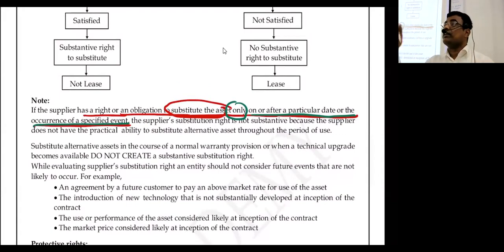See, the first scenario is completely different. Economically it is beneficial also. Here, as per the contract, some machine got repaired. This is my obligation. Yes or no? On or after a particular date, or the occurrence of a specific event. If the contract says that after 4 years you must replace it with another machine, that is after a particular date. Latest technology comes and I ask them to give it to me. That is why all companies go for this.